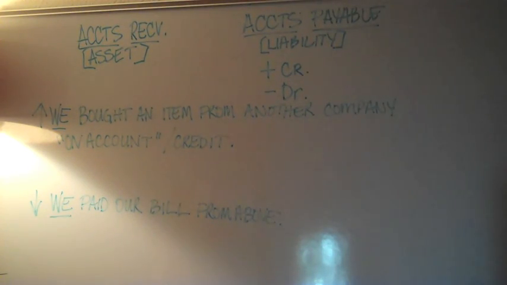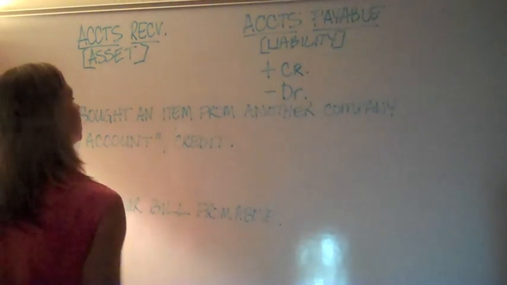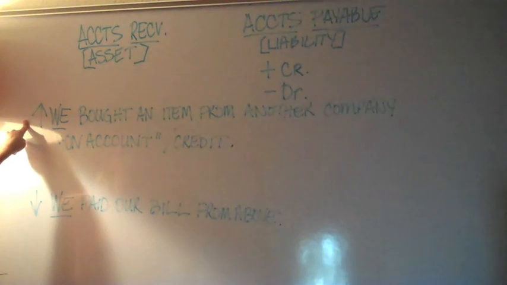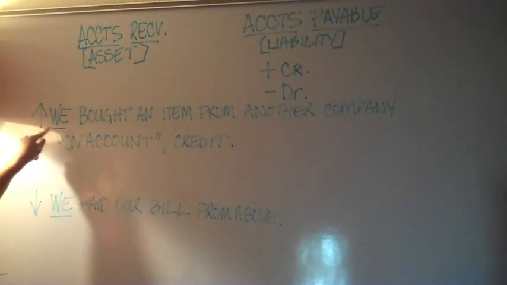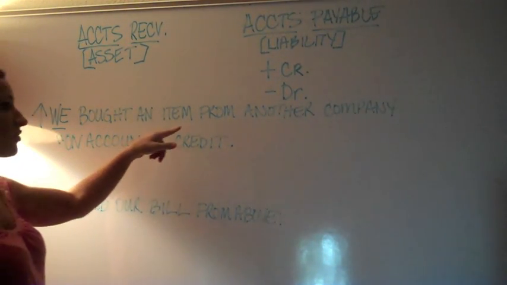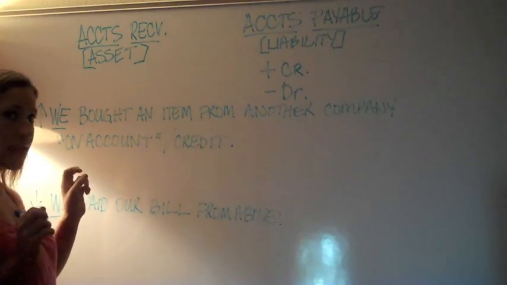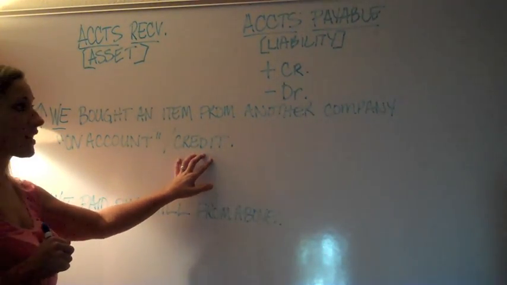Now let's look at accounts payable. Accounts payable is classified as a liability because it's money that we owe to someone else. Liabilities increase on the credit side and decrease on the debit side. Whenever we have an increase, an example of this would be we bought an item from another company on account, or think of it like credit.